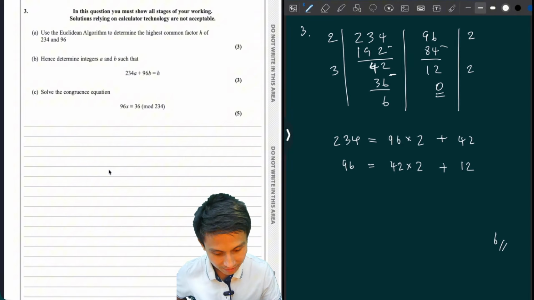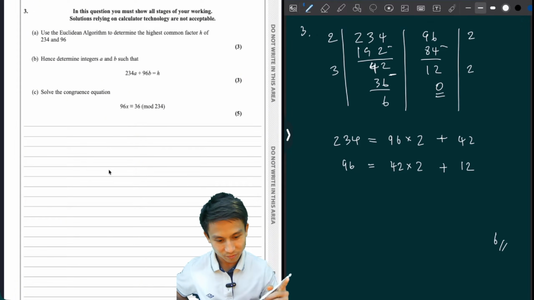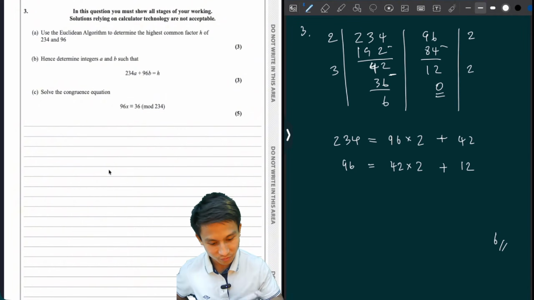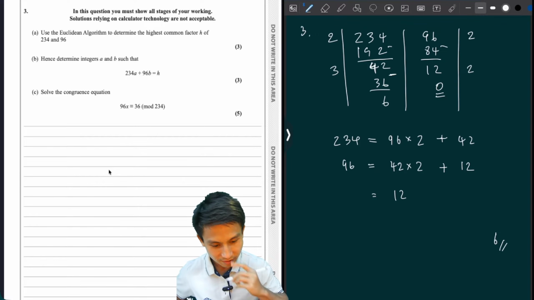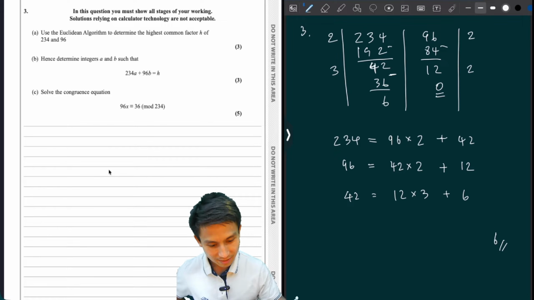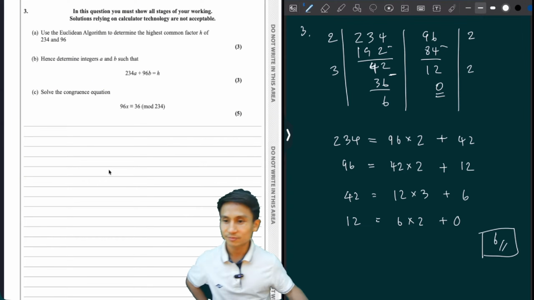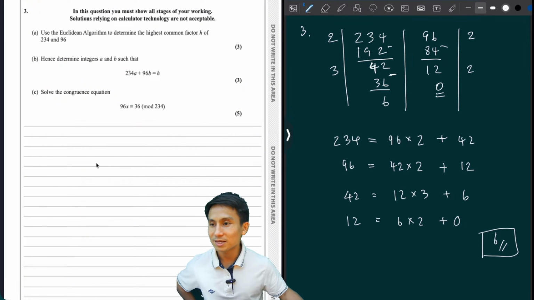And then what do we do? Hang on. 42, 12. Yeah, okay. So we use 12 to divide 42, right? So 42 is 3 times, and then the remainder 6. And then we've got to show the last line that when we divide 12, we get this, and remainder is 0. So this one is the answer there. Okay, just like that. Maybe it's part B.